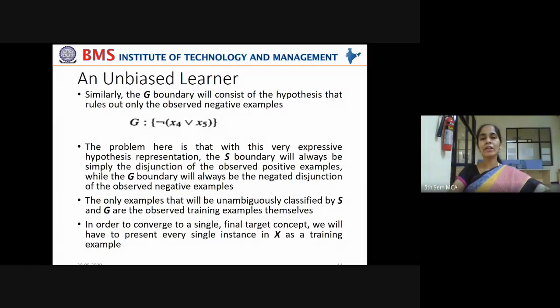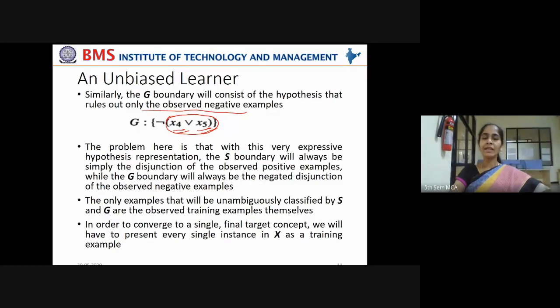And how will the general boundary change? Similarly, the G boundary set will consist of the hypothesis that rules out only the observed negative examples. Means it will say not x4 or x5. For all negative examples, it is again taking the disjunction. Before we used to take the conjunction. Now, because we want to make our learner unbiased, we are taking the disjunctions also. Now, whenever a negative example is encountered by the general boundary set, what will it do?